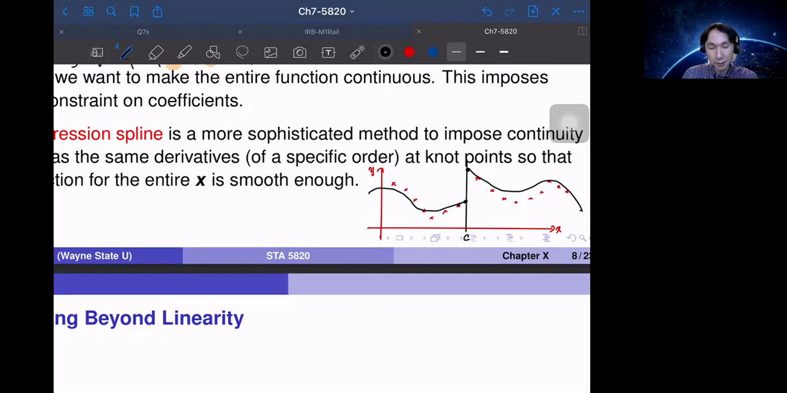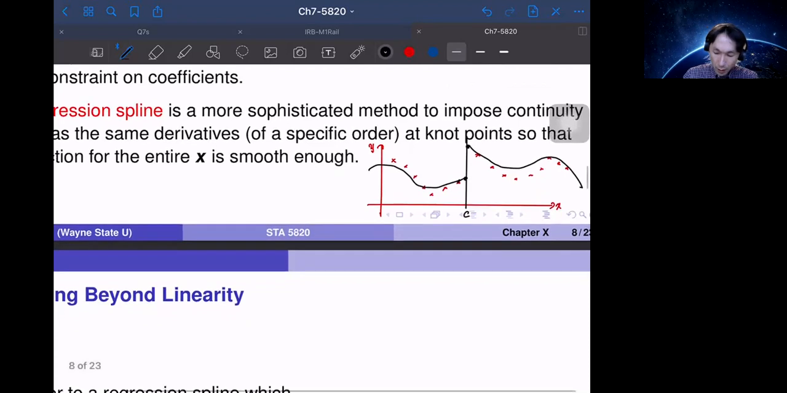For example, if x is the time and y is some measurement such as temperature, then temperature does not jump from one point to another point. So this model is not likely, even though it fits the data in some way. So we want to impose some condition. For example, at point C, this point and this point are the same. So the function is continuous.